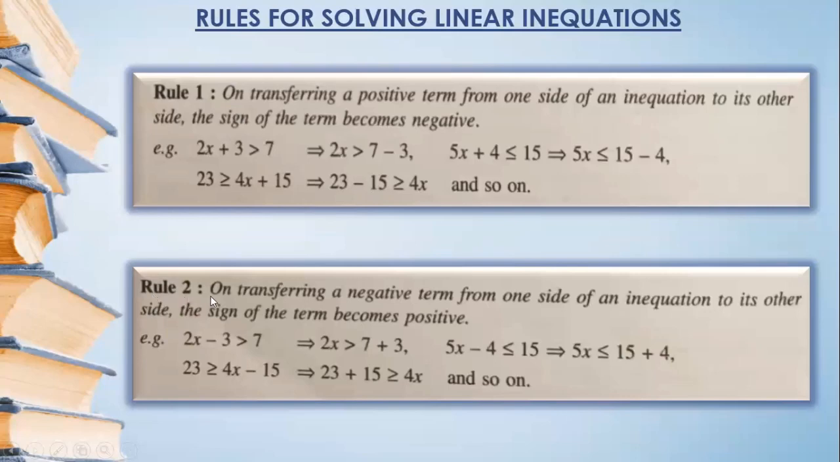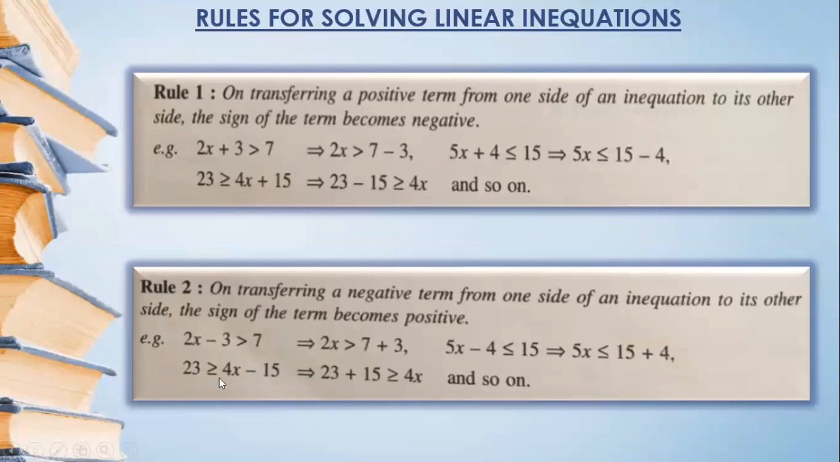Rule number 2. On transferring a negative term from one side of an inequation to its other side, the sign of the term becomes positive. For example, 2x minus 3 is greater than 7 is given. So we need to shift this minus 3 towards the right hand side. So this minus 3 will change to plus 3. In the same manner, 5x minus 4 less than or equal to 15, we will get 5x less than or equal to 15 plus 4. On shifting this minus 4 towards the right hand side, it will become positive.